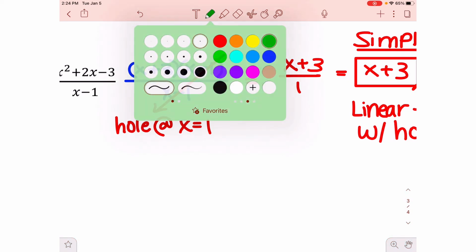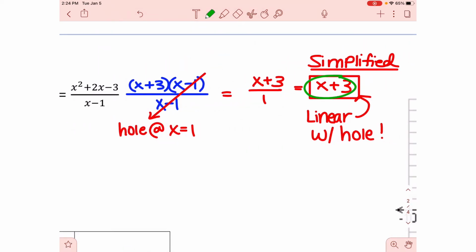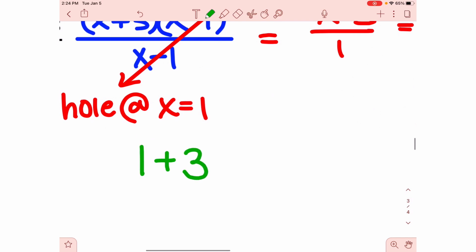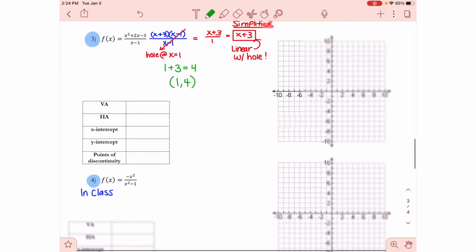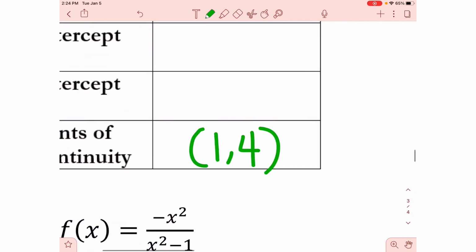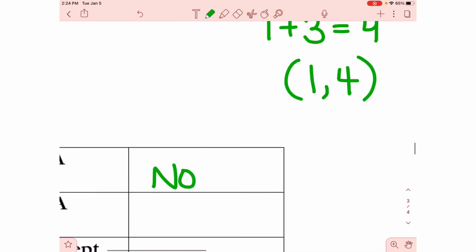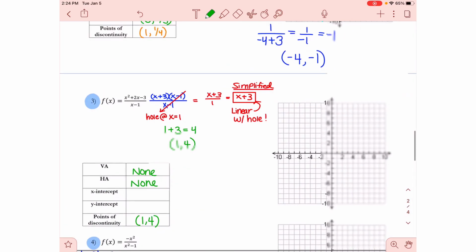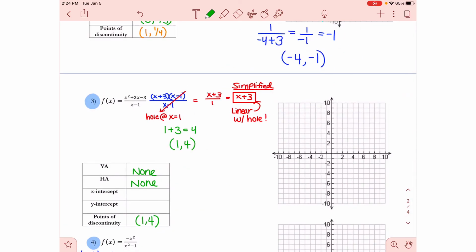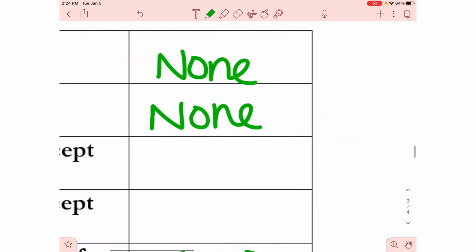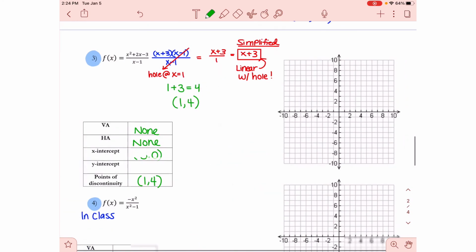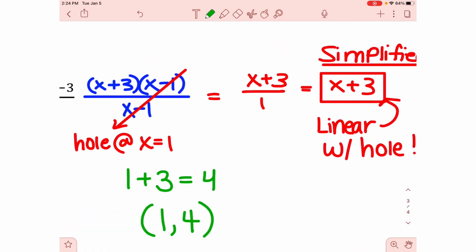Let's find the rest of that point by just simply plugging into my simplified version. So 1 plus 3 is 4. So the hole is at x equals 1, y equals 4. There is no vertical asymptote. There is no horizontal asymptote, again, because this is linear, but with a hole. I can find the x-intercept. The x-intercept is when I set the top equal to 0. So that's going to be at -3. My y-intercept is the ratio of the constants. So that's 3 over 1.